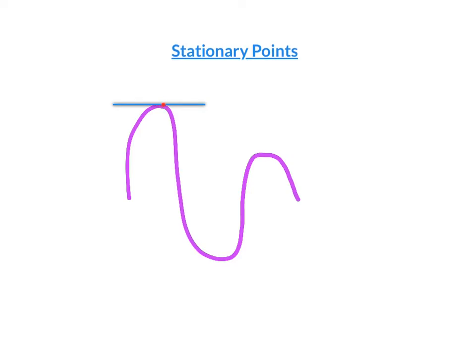Now sometimes, like this curve, has 3 stationary points, so sometimes there'll be 3 answers. Sometimes there'll be 2, sometimes there'll be 1. There could be any number.